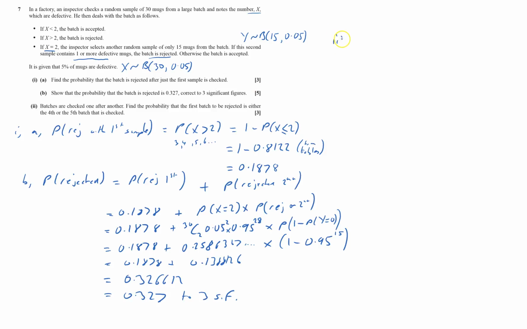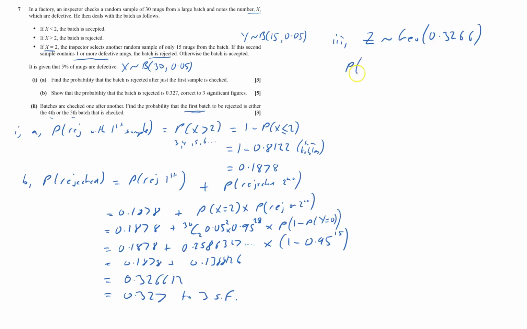Now part 3, I'll do it up here. Batches are checked one after the other. Find the probability that the first batch to be rejected is either the 4th or 5th. It's going to be geometric, so let's call it Z, distributed geometric. For the probability of success I could use 0.327, but I know it's 0.3266, so I'm going to keep that to make sure my roundings are correct.